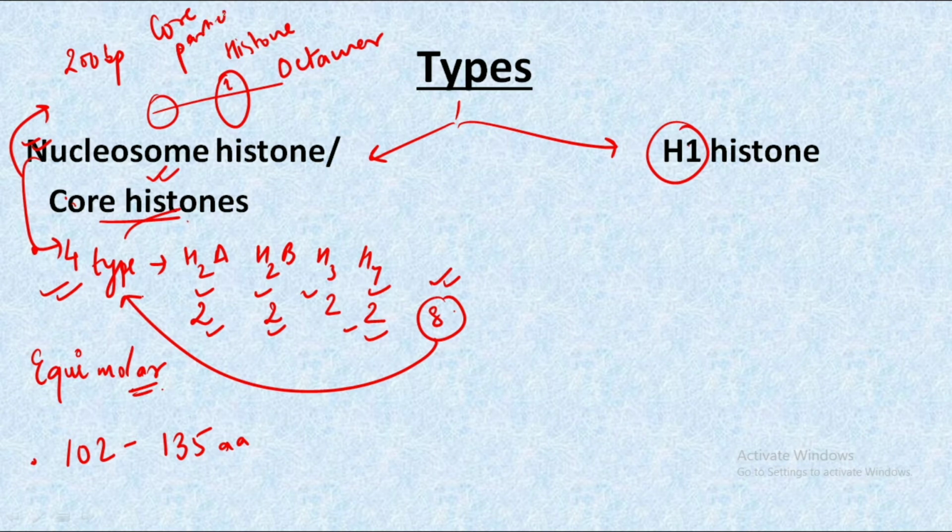So we would be saying that after every 200 base pairs in the complete thread of the chromatin that we are focusing upon, we would be finding the core histones that are 8 in number, and in those 8 we have 4 types of the nucleosome histones present. On the other hand, we have the H1 histones.